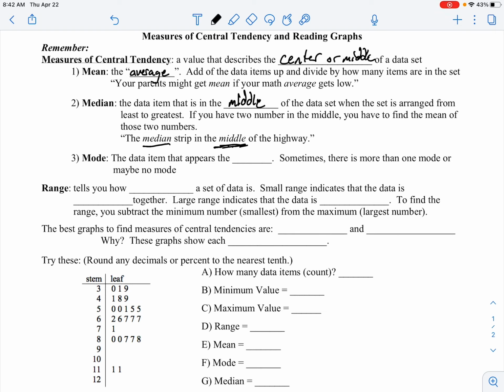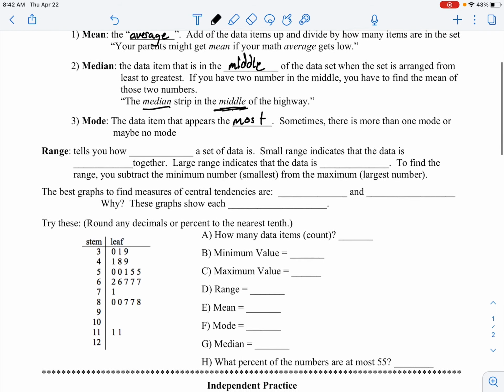And then the mode is the data item that appears the most in our data set. Sometimes there's more than one, and sometimes there isn't one at all. If we have a set of data with one of each number, then there is no mode. And we'll take a look at some data later.